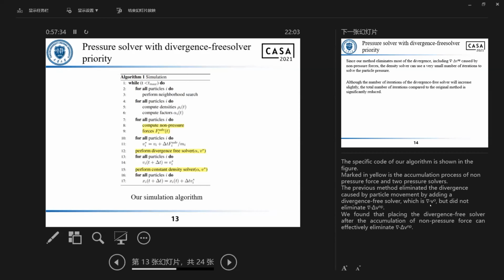The specific code of our algorithm is shown in the figure. Marked in yellow is the accumulation process of non-pressure force and two pressure solvers. The previous method eliminated the divergence caused by particle movement by adding a divergence-free solver, which handles divergence v 0, but did not eliminate divergence delta v NP. We found that placing the divergence-free solver after the accumulation of non-pressure force can effectively eliminate divergence delta v NP.